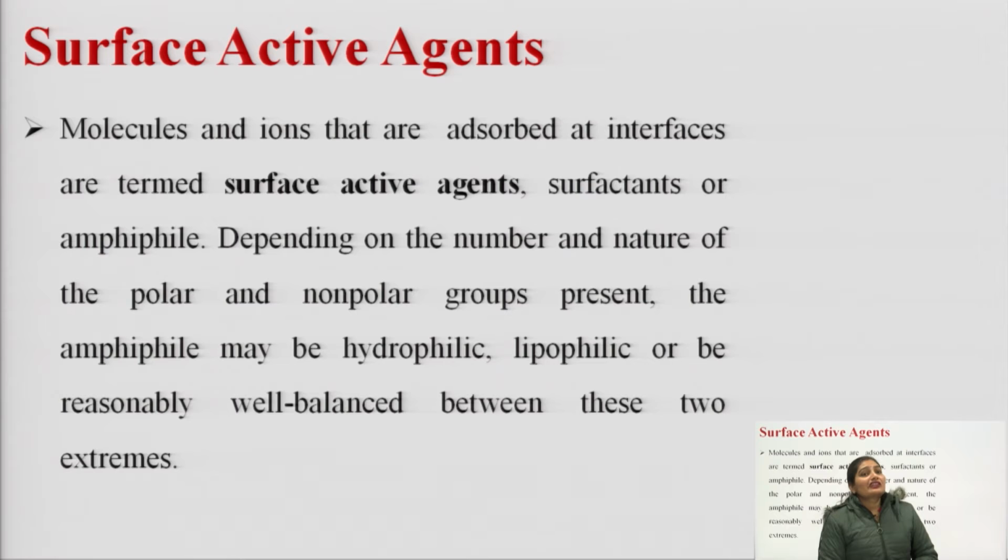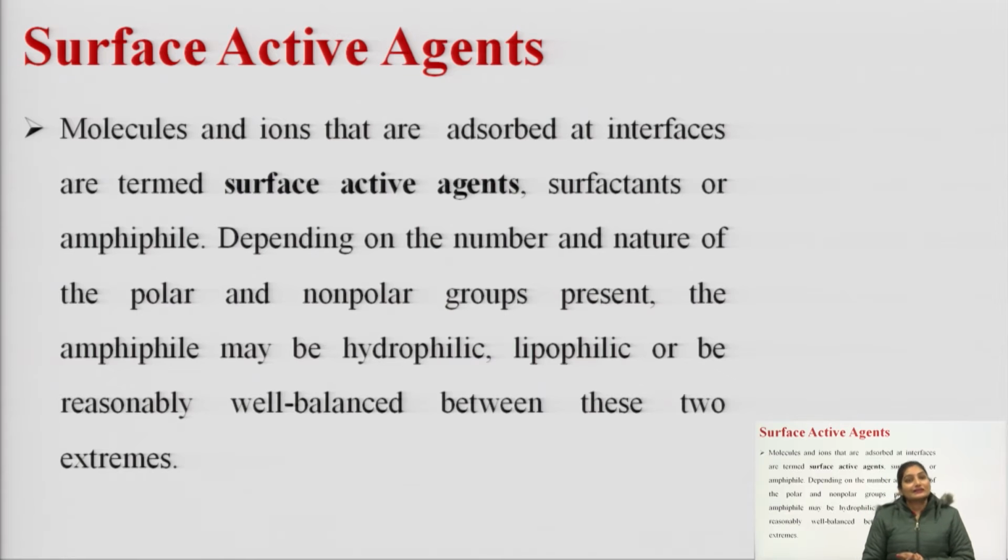Next is the surface active agent. So, what are surface active agents? Surface active agents are the molecules or ions that are adsorbed at the interface, and these are termed as the surface active agents. These are also known as surfactants, and also as amphiphiles. Why are they called amphiphiles? Because they possess both groups, hydrophilic as well as lipophilic groups.